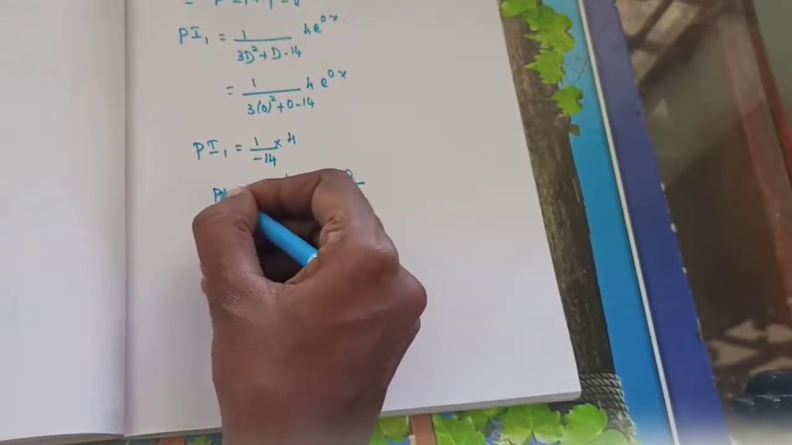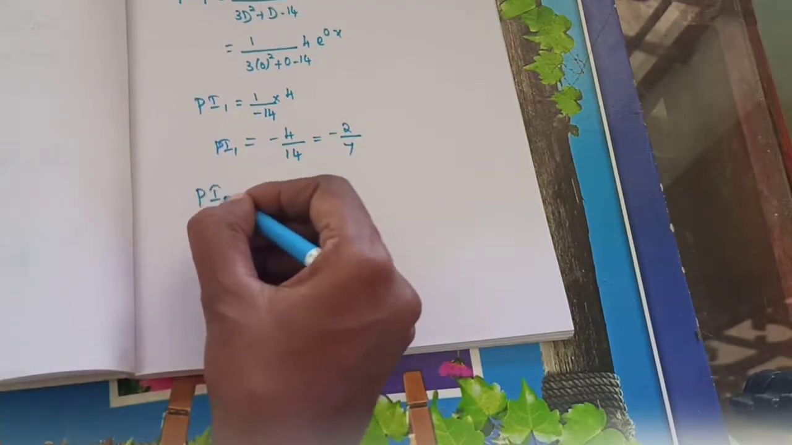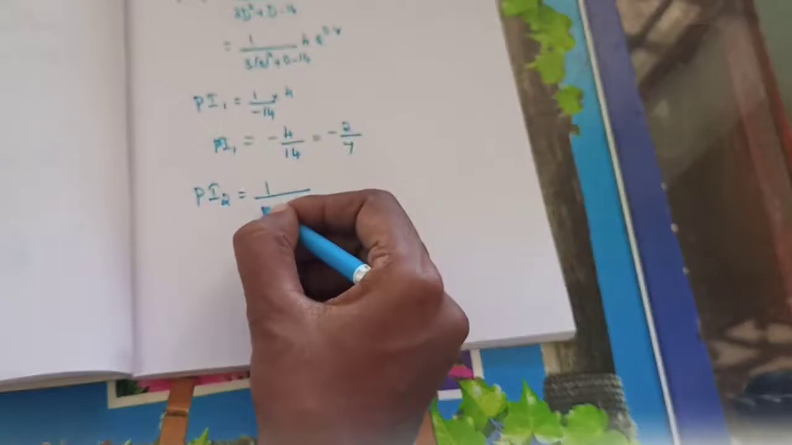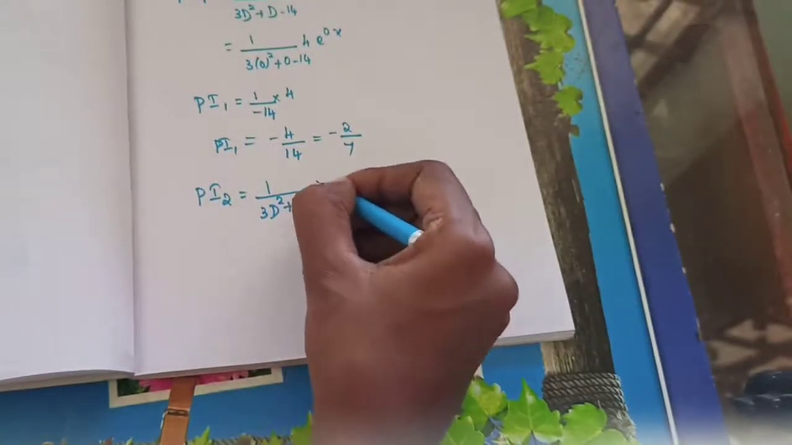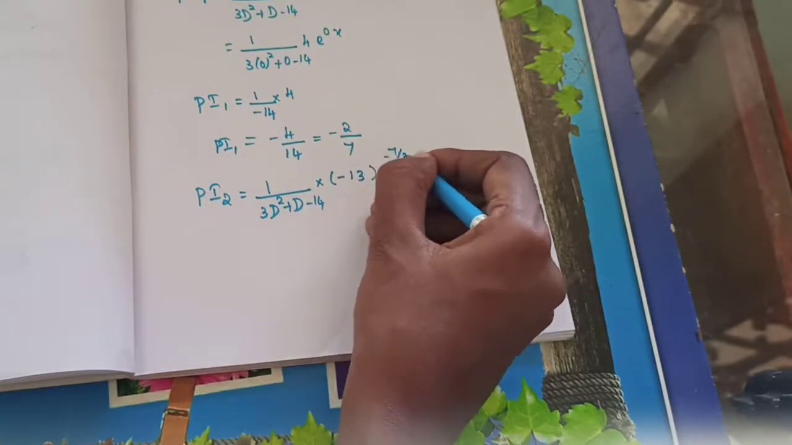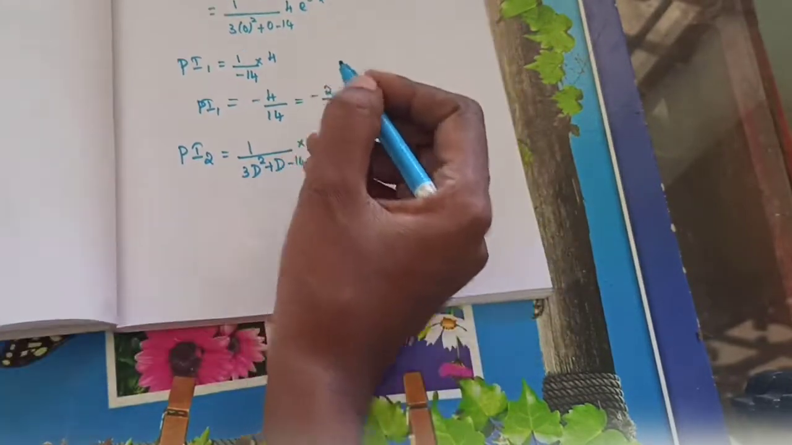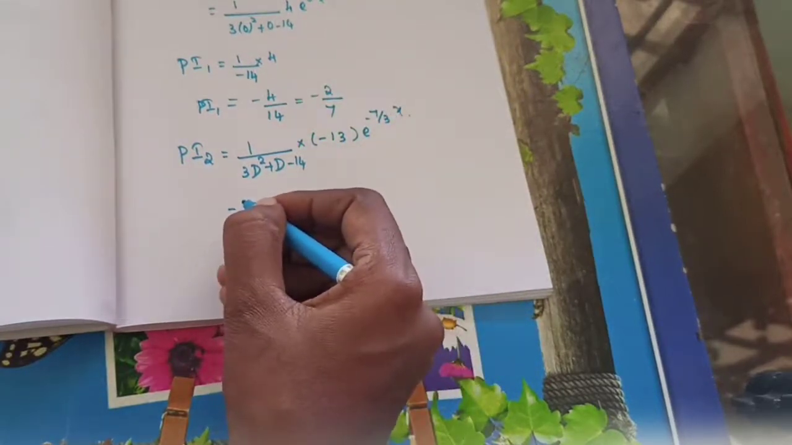This is particular integral 1. Now we are going to find particular integral 2: 1 by (3D square plus D minus 14) into minus 13 into e power minus 7 by 3 x. In the place of D, how much do you need to substitute?